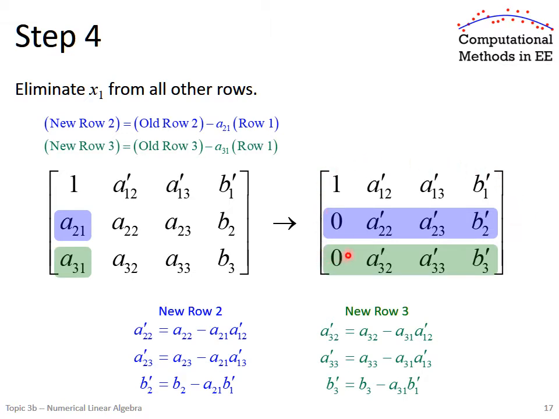And you'll notice that I'm using prime superscripts to indicate that we now have new values there after doing this operation. And so what you'll see for the new row 2, we will take the old row 2 and subtract row 1 scaled by A21. And that's what guarantees we have a 0 in the A21 position after that subtraction. Same thing for row 3. It's the old row 3 minus row 1. However, the row 1 is now scaled by A31, such that after we subtract, we get a 0 in that A31 position.